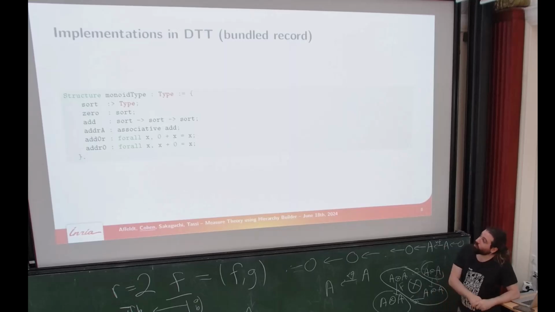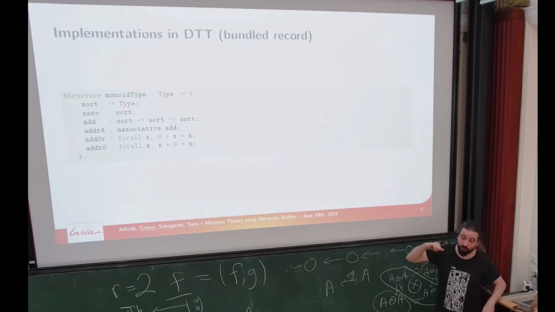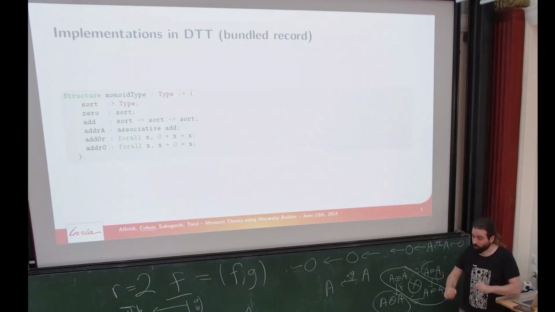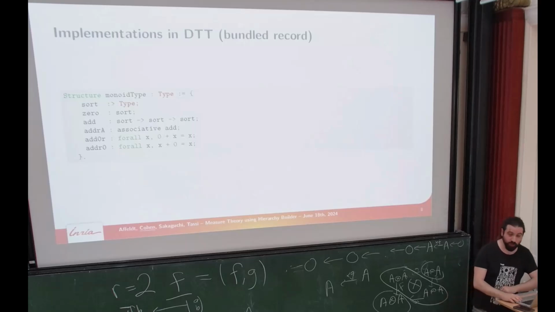Yeah. So this in Coq means that you have an implicit coercion from monoid type to type, so that you may use monoid type as if it were a type. Great. Very nice. That's one of the facilities that the language may provide you or not.